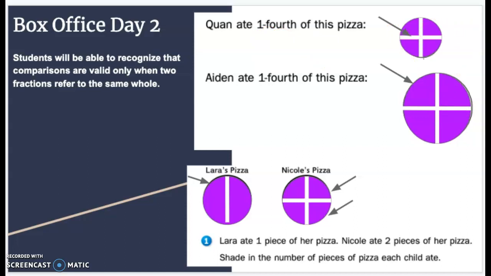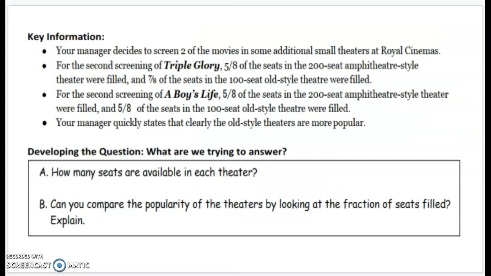Let's take a look at your assignment for today. Your manager decides to screen 2 of the movies in some additional small theaters at Royal Cinemas. For the second screening of Triple Glory, 5/8 of the seats in the 200-seat amphitheater-style theater were filled, and 7/8 of the seats in the 100-seat old-style theater were filled. For the second screening of A Boy's Life, 5/8 of the seats in the 200-seat amphitheater-style theater were filled, and 5/8 of the seats in the 100-seat old-style theater were filled. Your manager quickly states that clearly the old-style theaters are more popular.